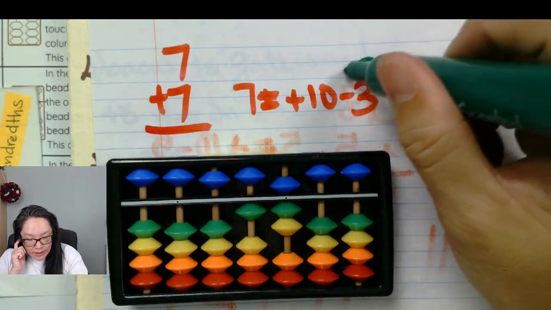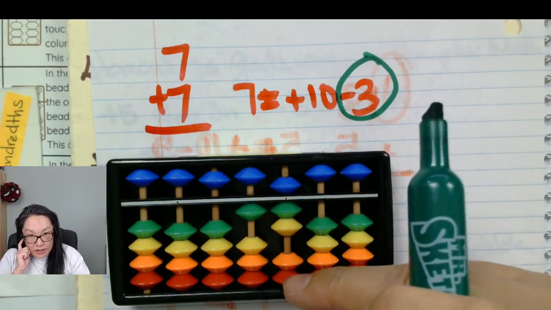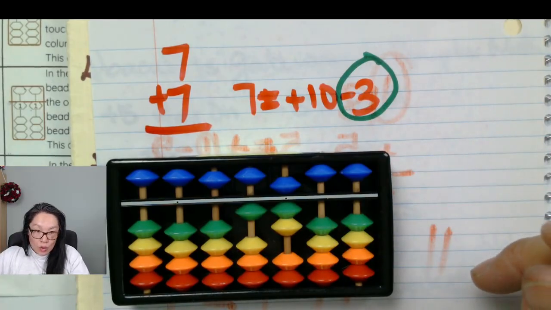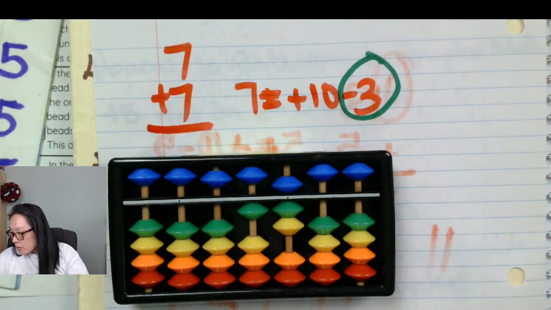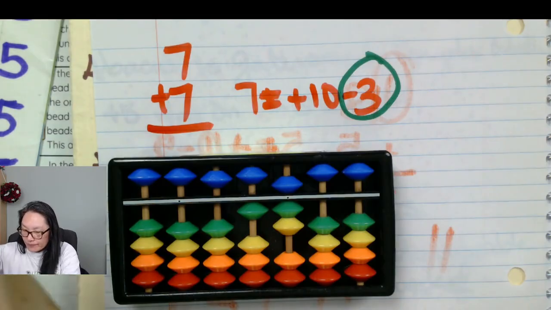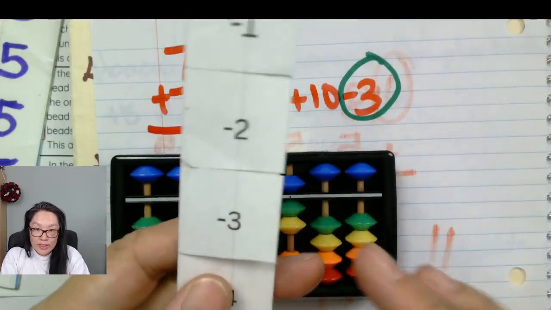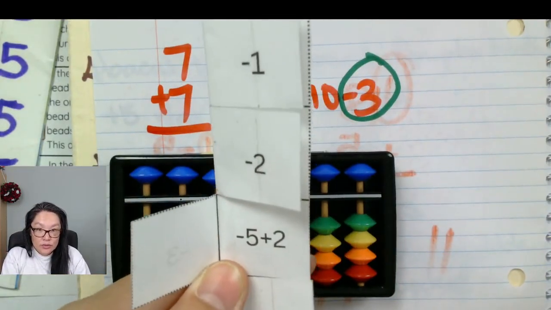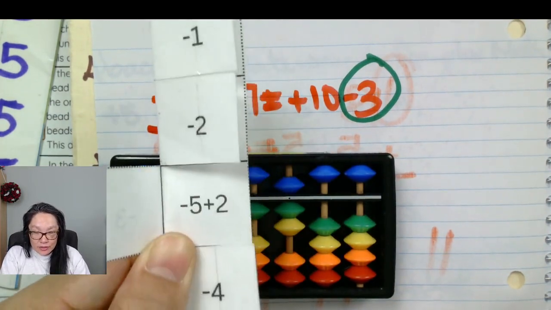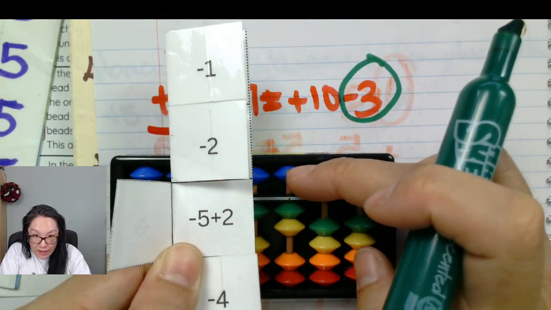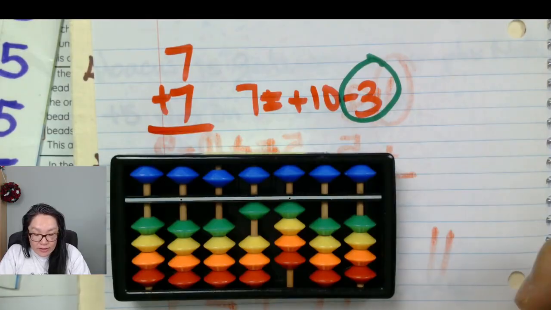So minus the 3. Notice I cannot minus the 3. I don't have any more beads to minus the 3. What do? I know that I can use the 5. To minus the 3 is what? Minus 3 is equal to minus the 5 plus the 2. So if you look, I can minus the 5 and I plus the 2. So my final answer is 14.